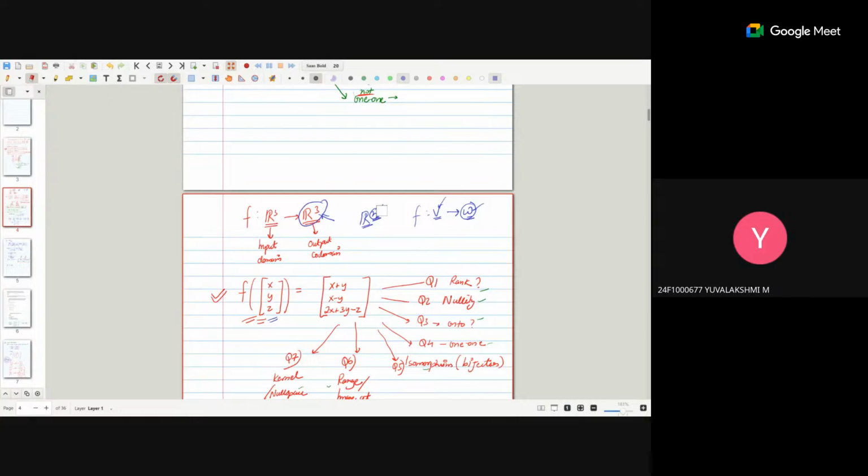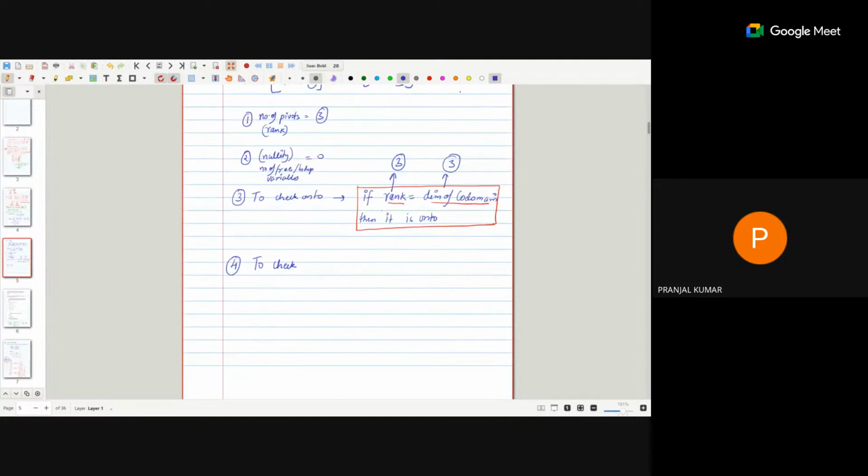Maybe is it the number of variables? See, dimension of codomain, no, that is when we are talking with respect to row echelon form. Right now I'm saying that this is the codomain. If you know, you can see its dimension. So this 3 is the dimension of the codomain. So it is equal here, so it is onto. Okay, so it is onto.